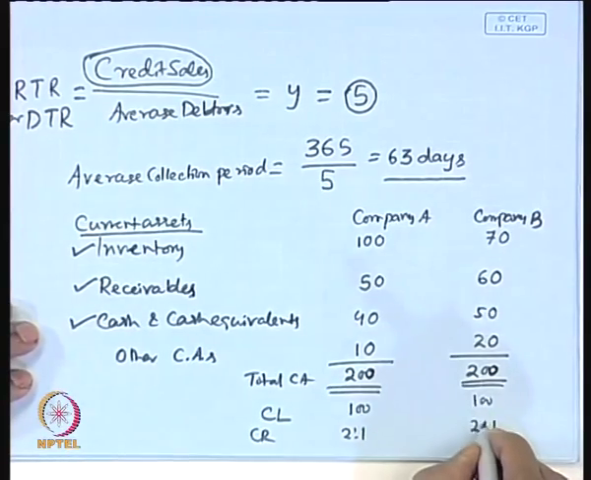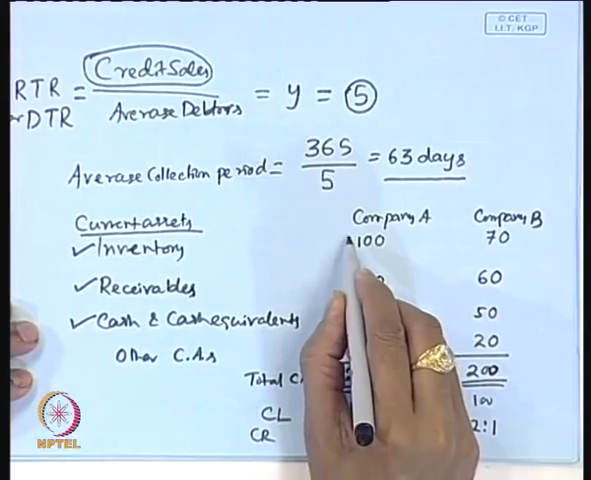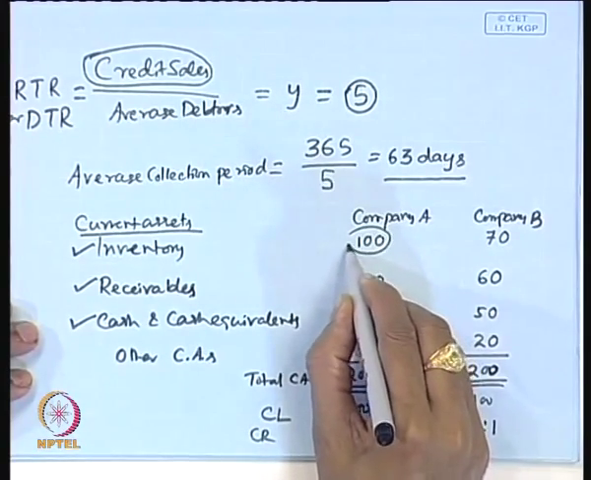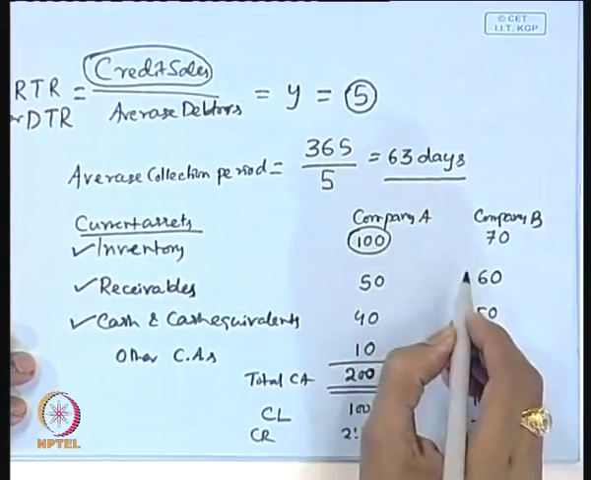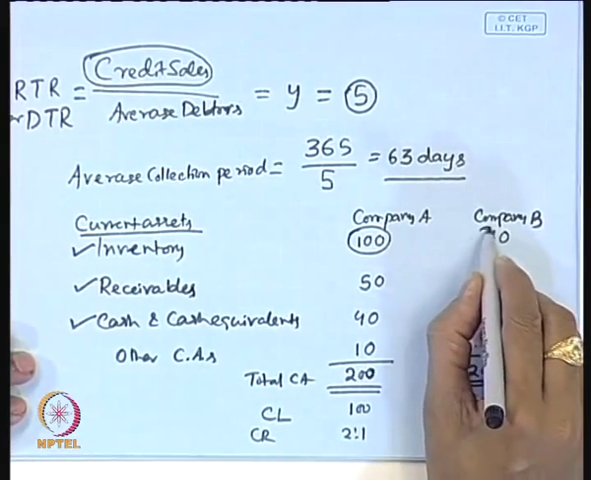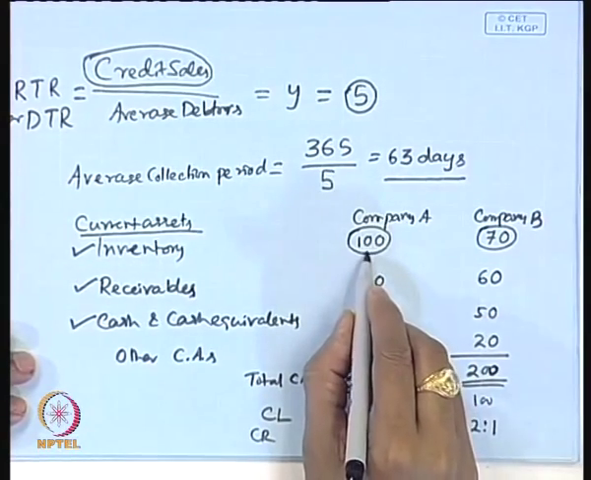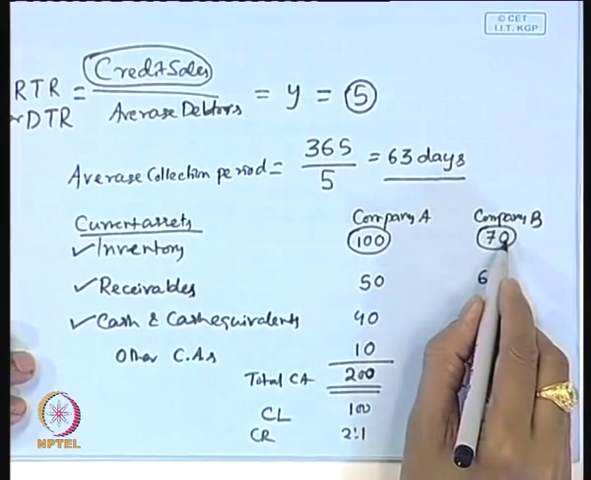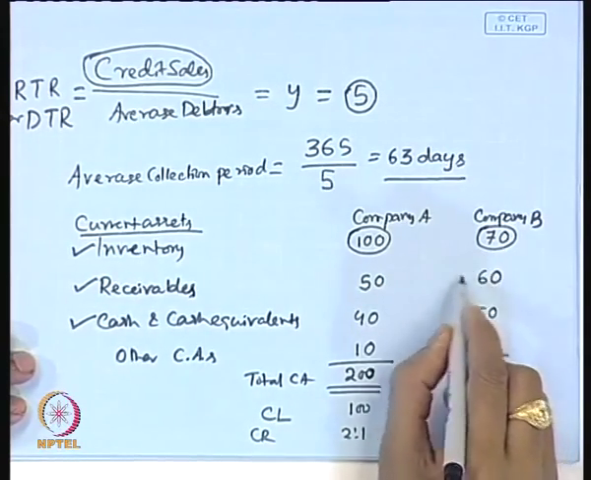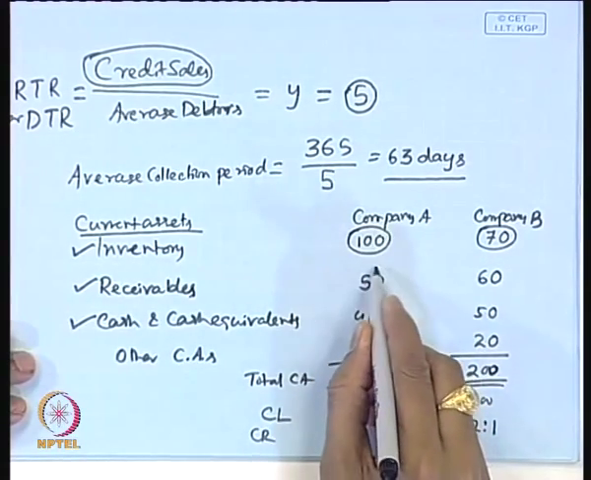But if you compare these two companies, we have here in company A 100 rupees in terms of inventory, which is not going to be easily converted into cash like any other current asset. Here it is 70, which can also not be converted that easily, but in company A the inventory amount is quite higher compared to company B, and non inventory current assets are higher in company B and lower in company A.